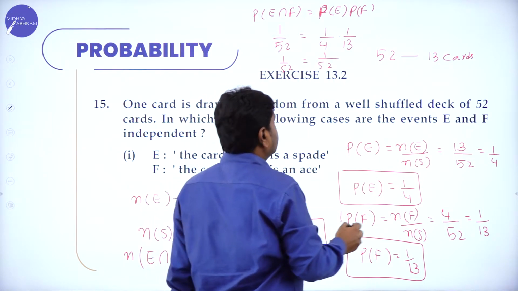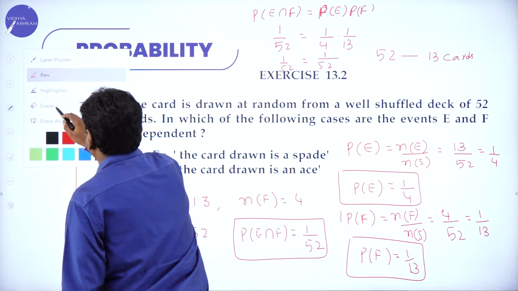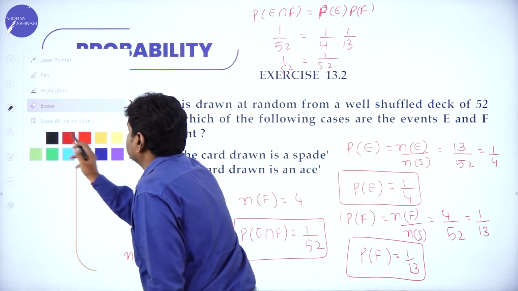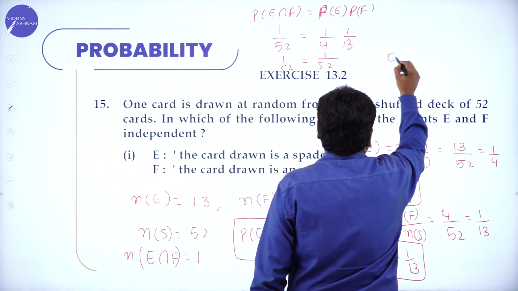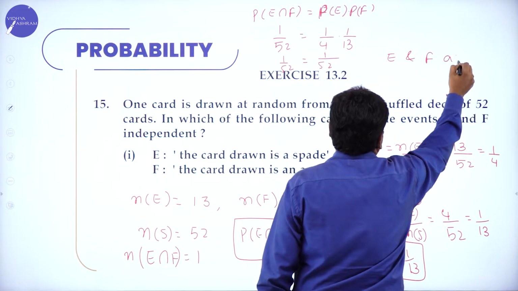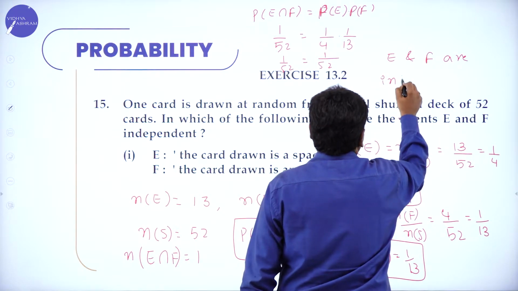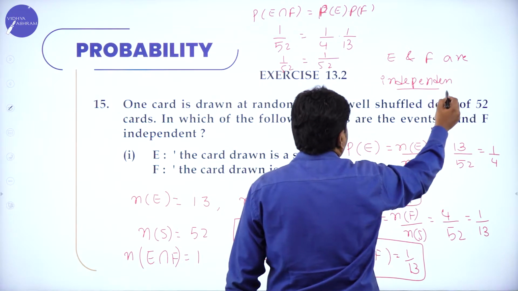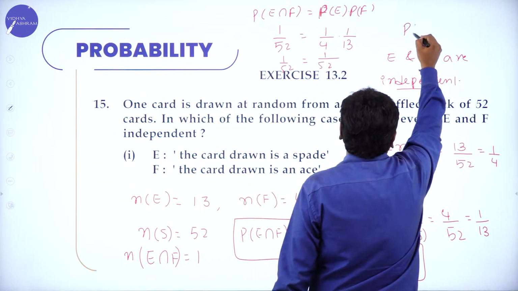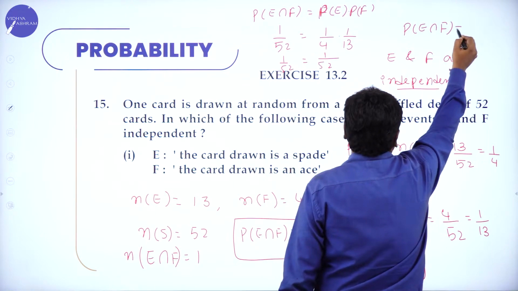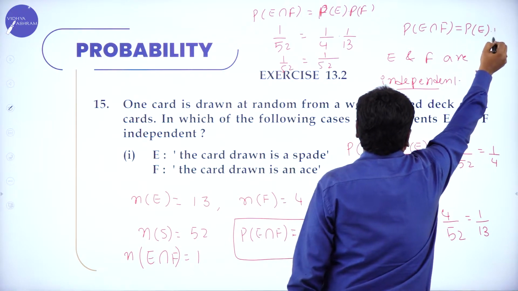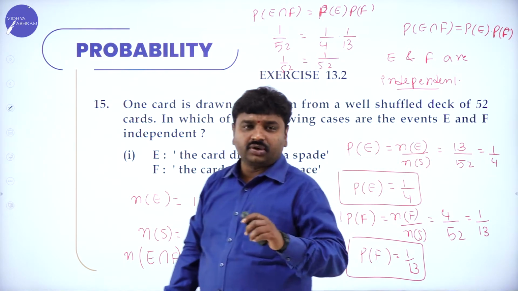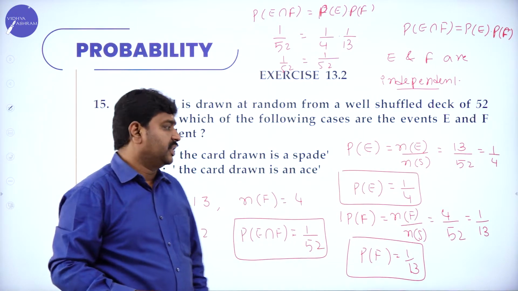So therefore both are equal. So conclusion is simple. Since both are equal, I can say E and F are independent. E and F are what? Independent. Why they are independent? Because P of E intersection F is exactly equal to P of E into P of F. Because P of E intersection F is equal to P of E into P of F, they are independent.